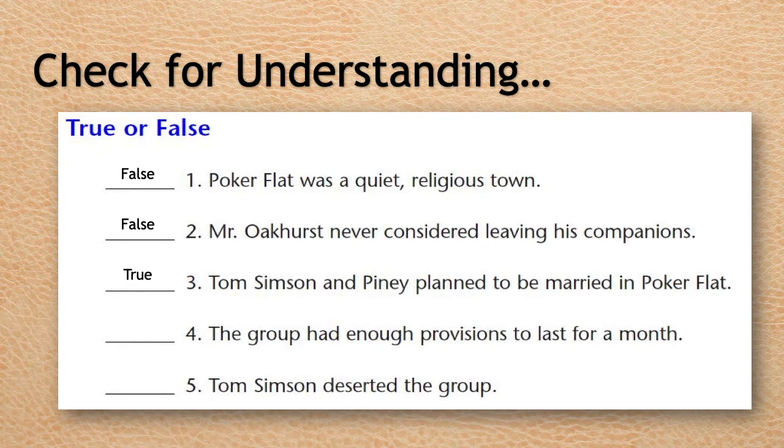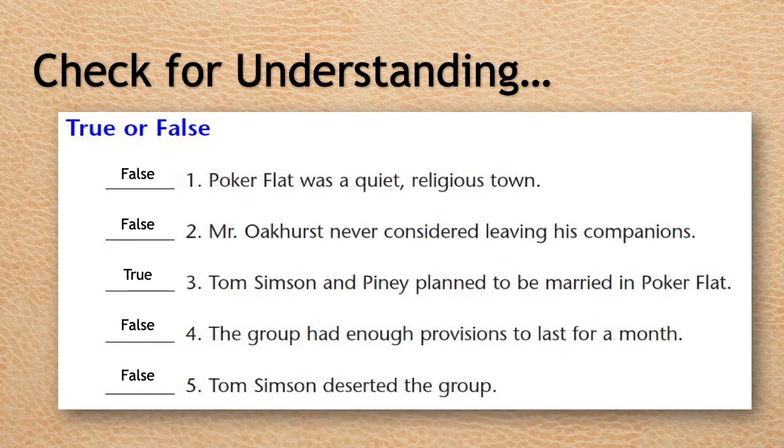Number 4, the group had enough provisions to last for a month. And that is false. At the beginning of the story, they had no provisions. And then when Tom Simpson shows up, they end up with provisions that might last them 10 days, not a month. And number 5, Tom Simpson deserted the group. True or false? And that is false. Tom Simpson went to get help. It was Uncle Billy who deserted them, and in fact stole the mules while he was at it.